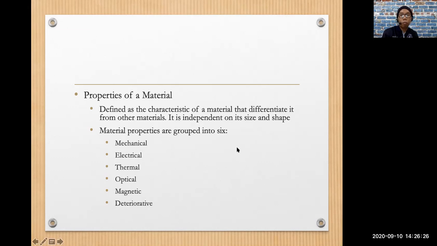Okay? So, sa mga specification, itong material na to, ano yung kanyang mechanical properties, ano yung electrical properties nito, so yun yung nagdi-differentiate dun sa mismong material. Okay? Optical characteristics niya, magnetic, and deteriorative. Questions here? None? Walang tanong? Okay.